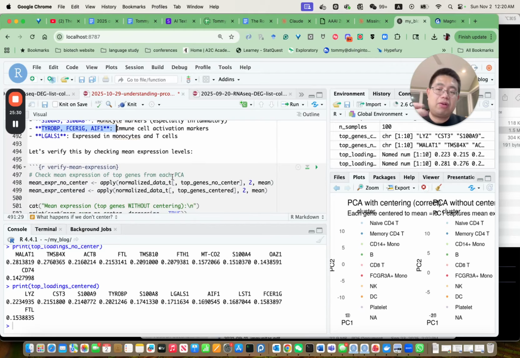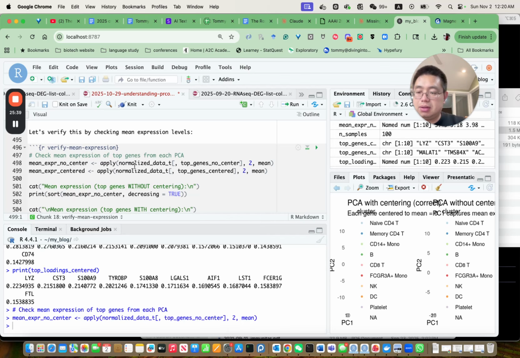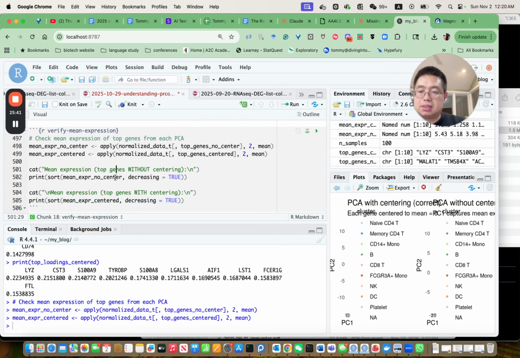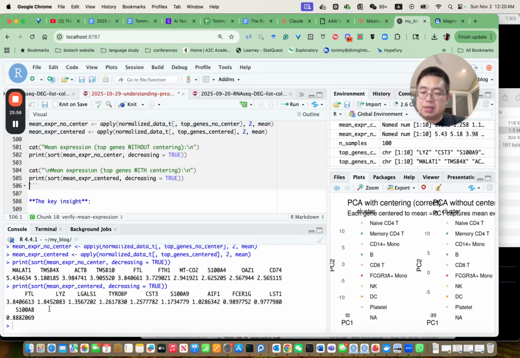And we can verify this by checking the mean expression level for those genes. You can just apply, look at the top genes, and look at the mean value. So let's take a look. For those genes without centering, the top genes actually have high expression values compared to the genes here. Like this actually has a much smaller value than here.